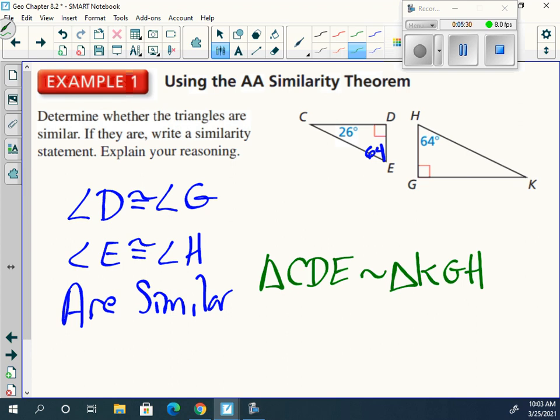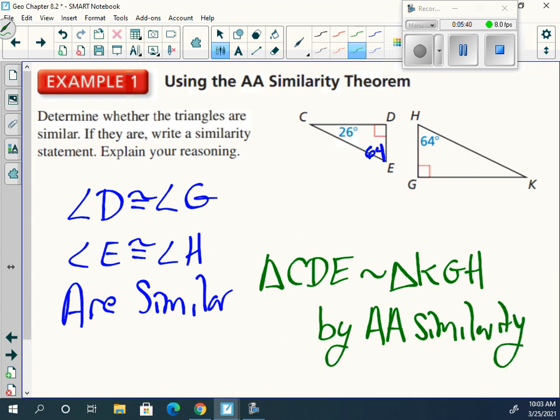And we know there's similarity, so these two are similar by what? Angle-angle similarity. Well, all of these are going to be by angle-angle similarity if they are similar, yes?